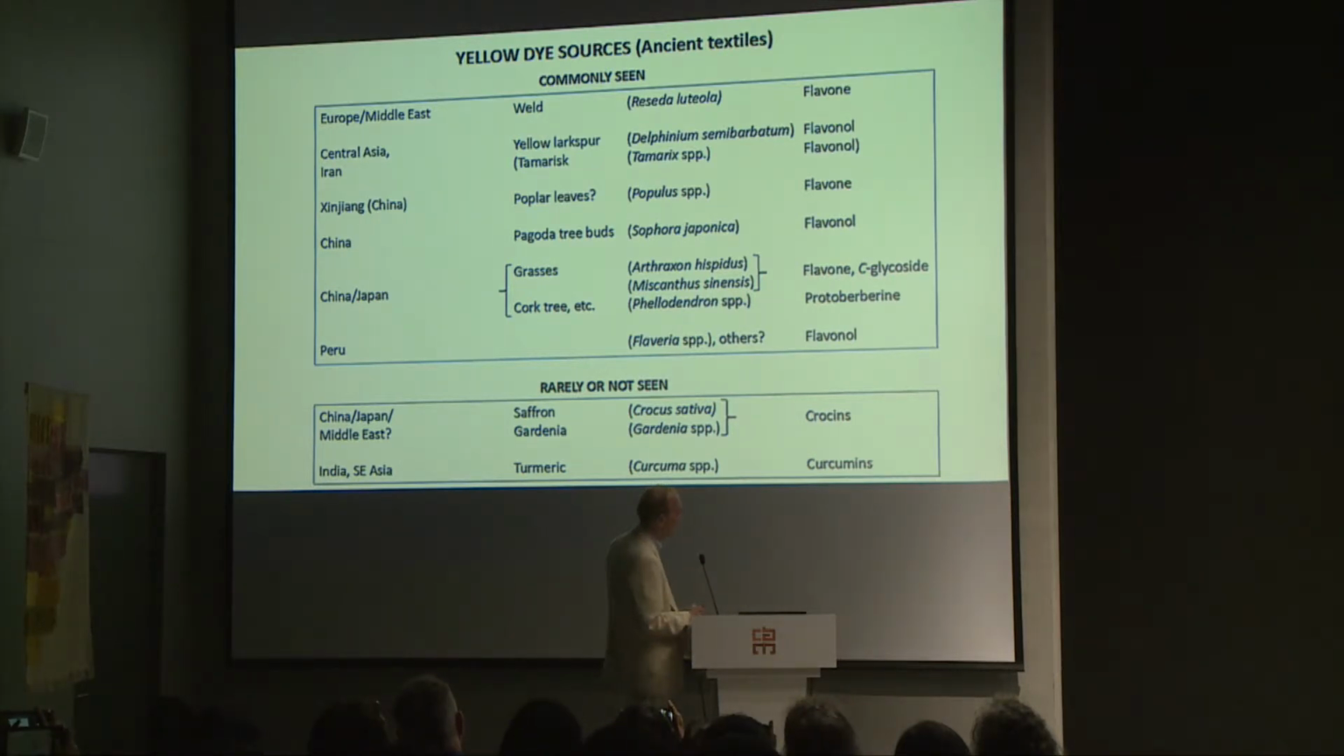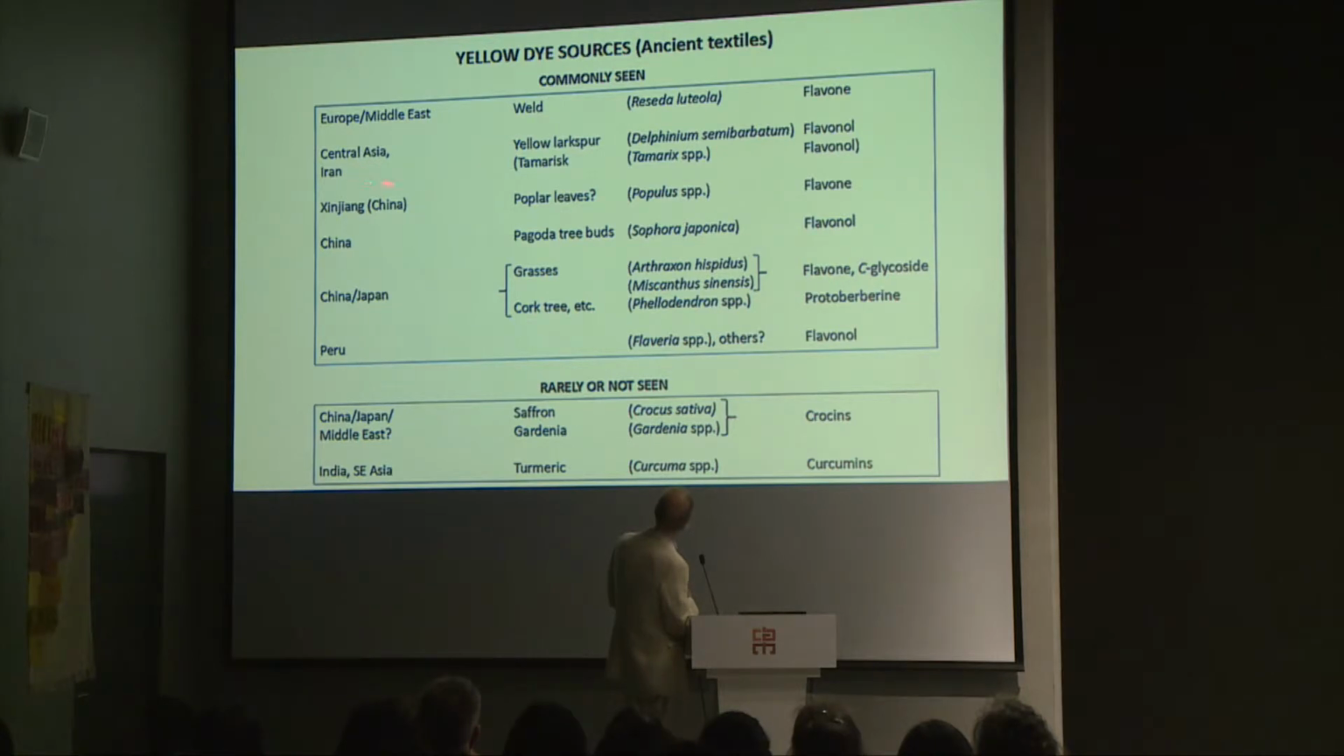Now this just shows some typical yellow dye plants in different parts of the world where you see them frequently. Weld, at least in the last 500 years or so, has been very widely used in Europe.